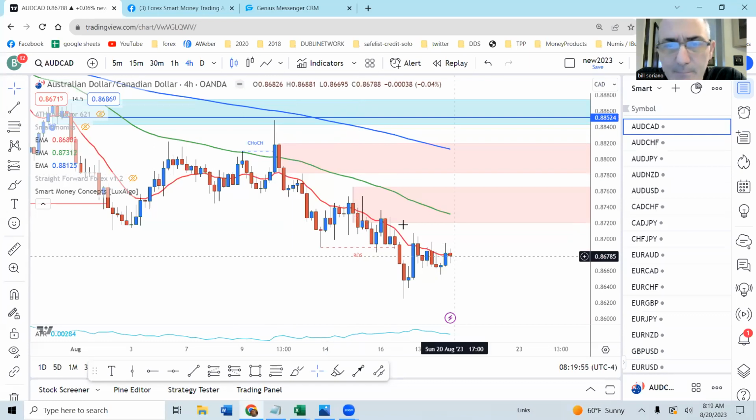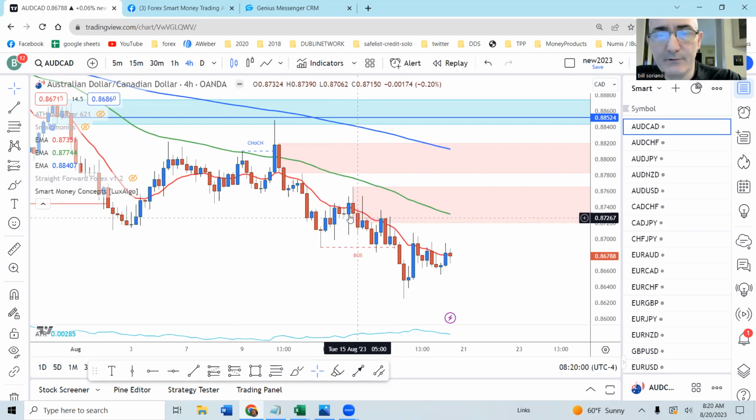There's also one further up here. So this one here, we don't really have an engulfing candle after our banker candle.